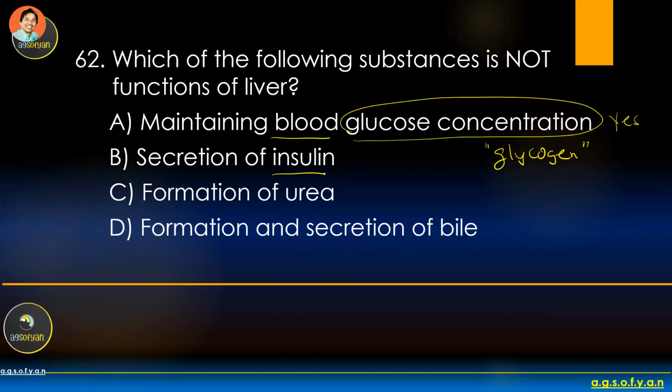Secretion of insulin, this is not, okay? This is actually the function of the pancreas. So this is actually the answer, because the question is which one is not the function of the liver. Secretion of insulin is not a function of the liver. The liver also produces urea, and of course the liver forms and produces bile.